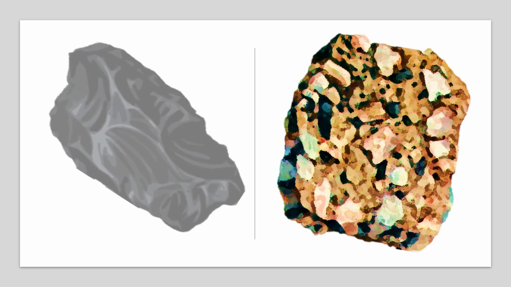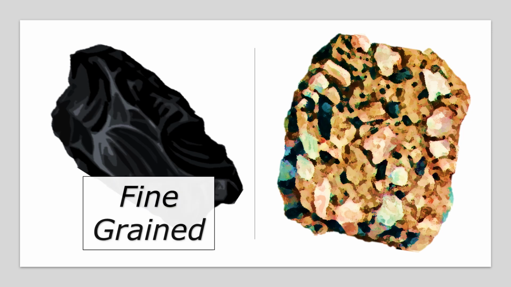Rocks that form from lava have mineral crystals so small we can't see them without a microscope. These are fine-grained igneous rocks. Now, this is because lava cools so fast that the minerals that make up the rock don't have time to form crystals large enough to see with your eyes. These are called extrusive igneous rocks. And I like to remember extrusive by remembering that they form after they exit the crust.